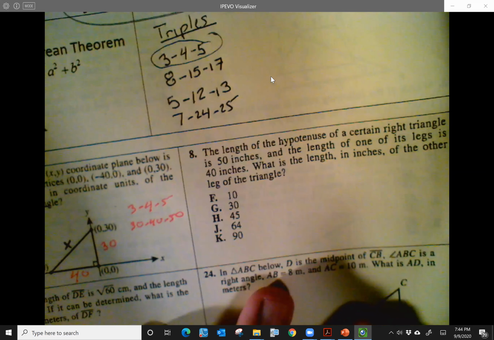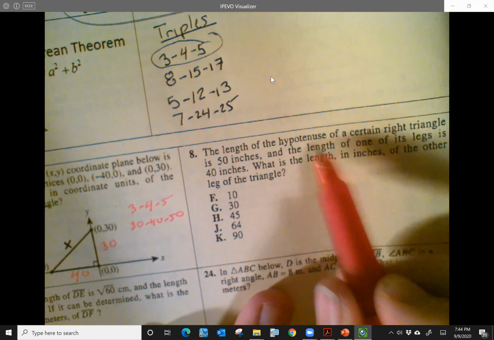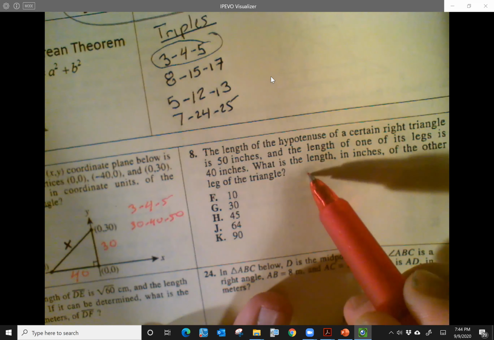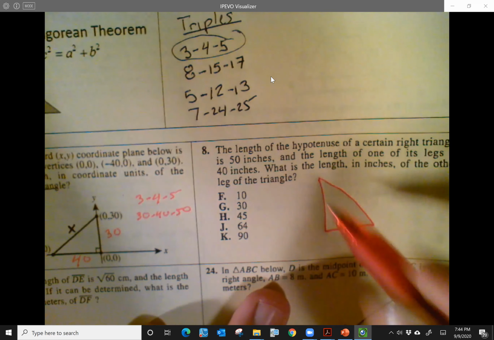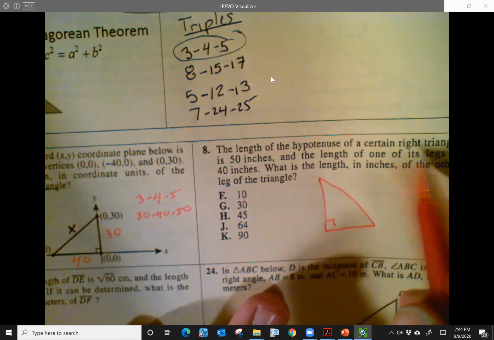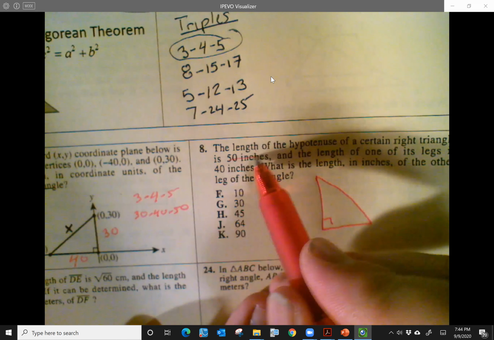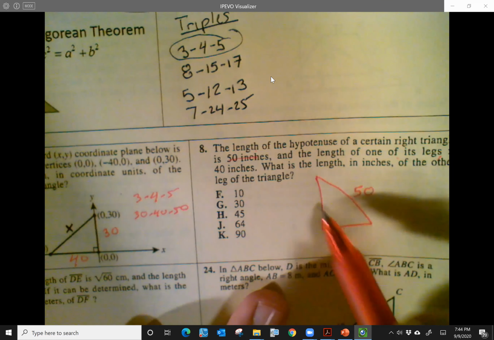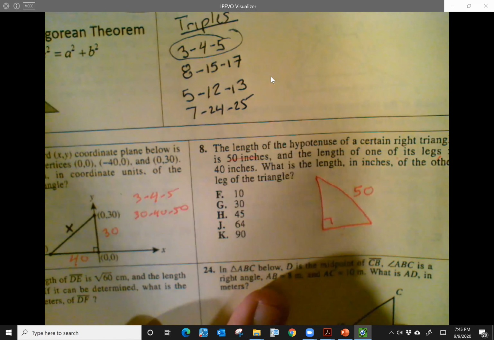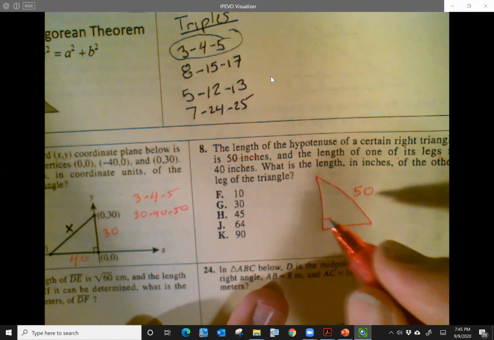This one, you want to draw a picture. It says the length of the hypotenuse of a right triangle. So I'm going to draw a right triangle here. The length of the hypotenuse is 50. So this side is 50. One of the legs. Now, these two sides are called legs, so it just says one of them. I'll say this one is 40.